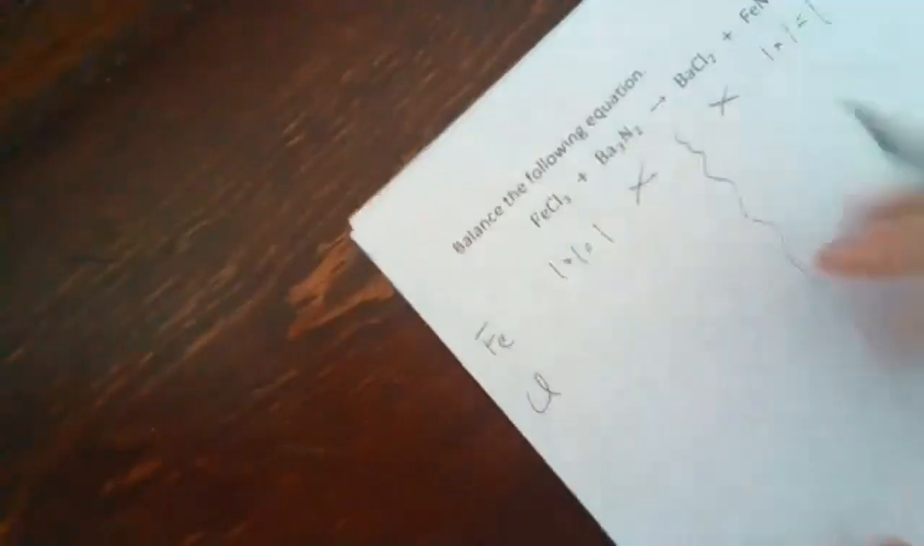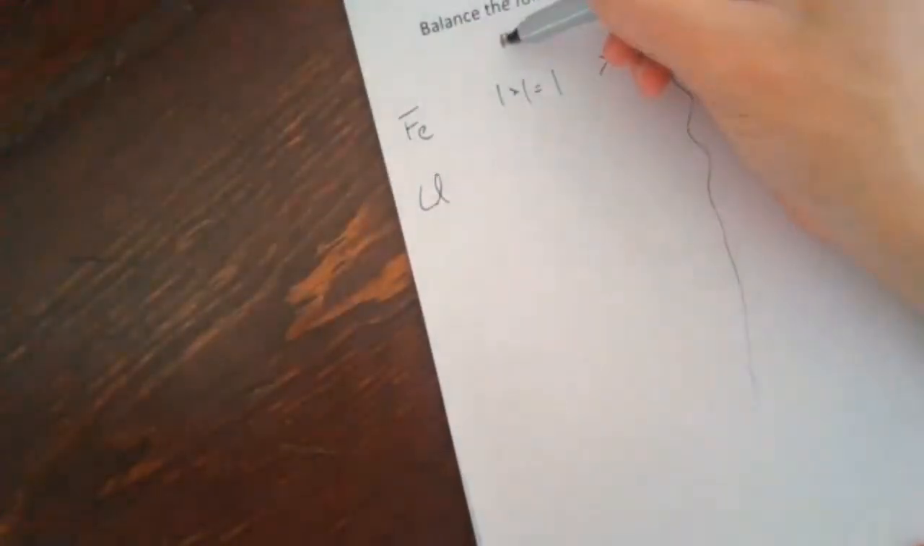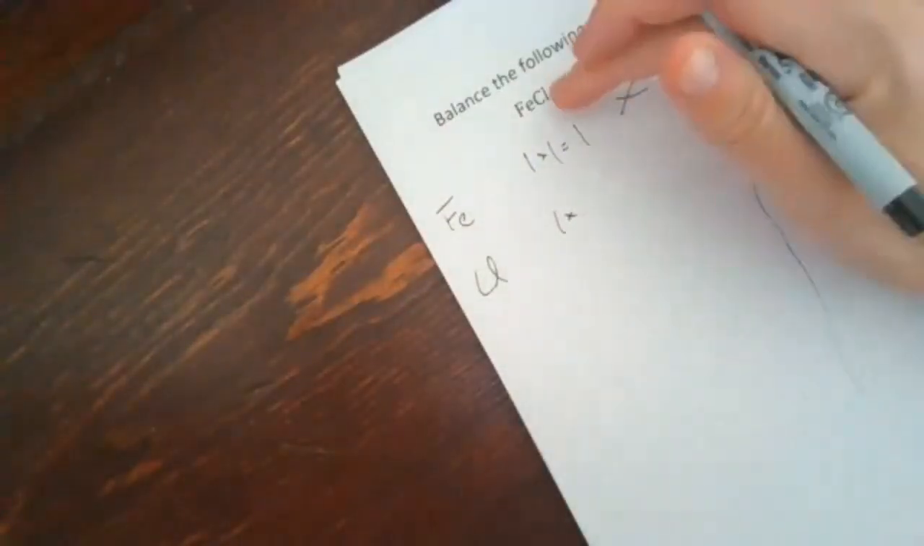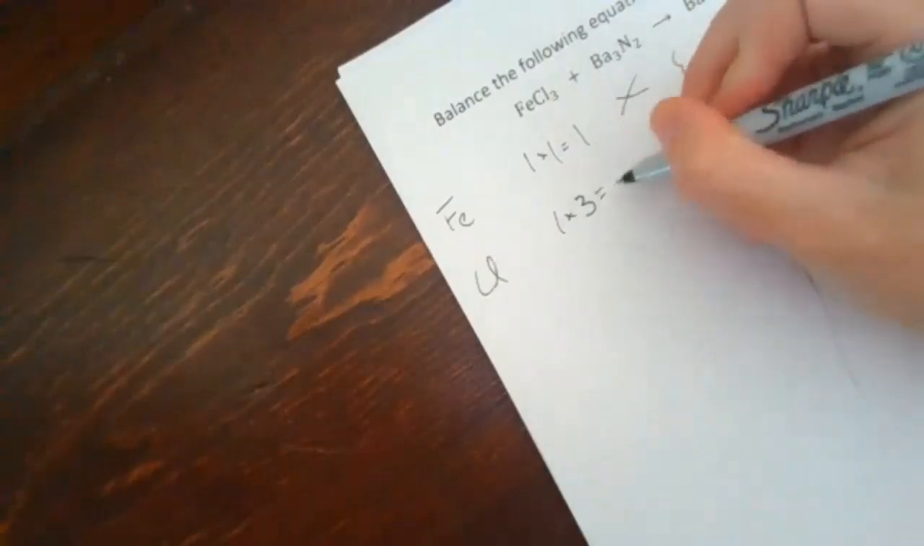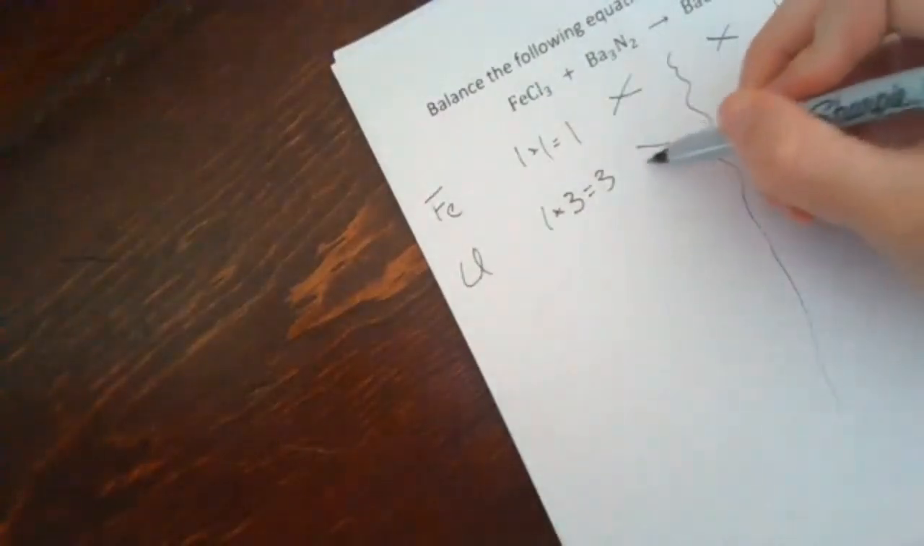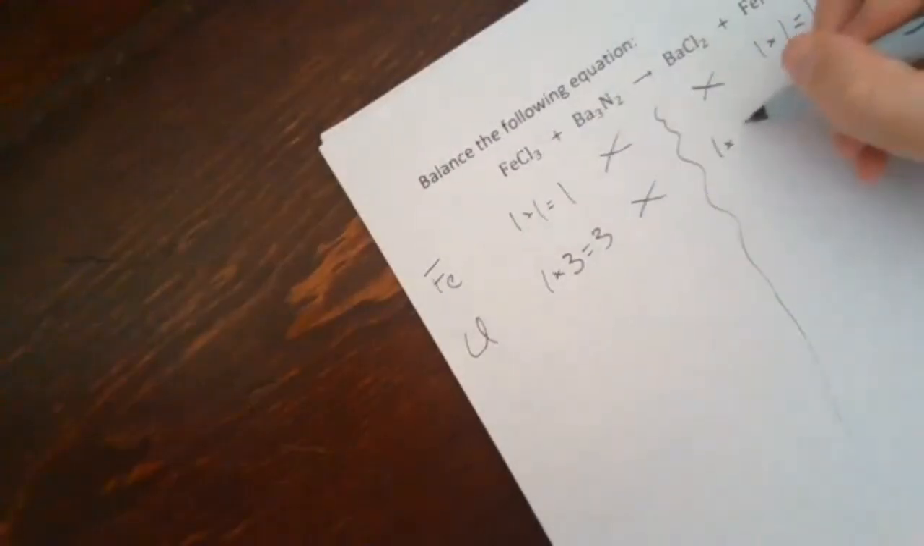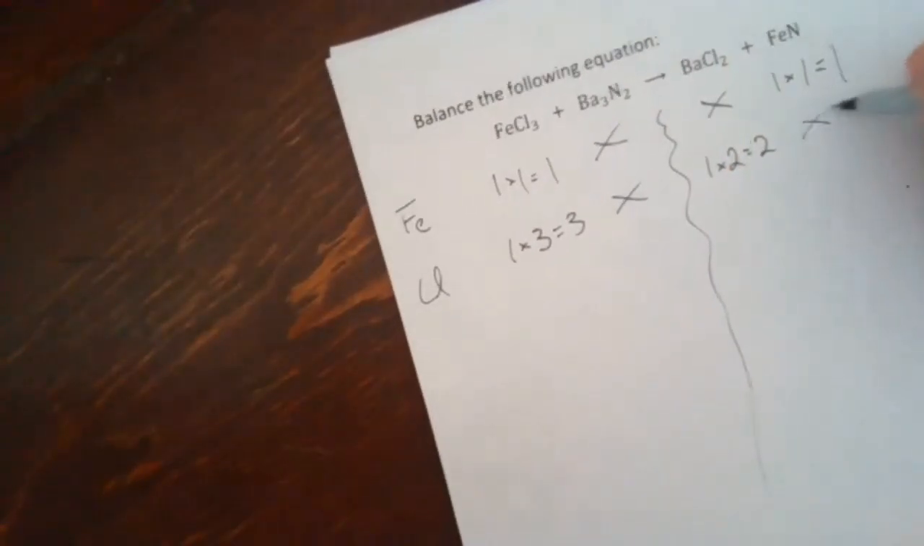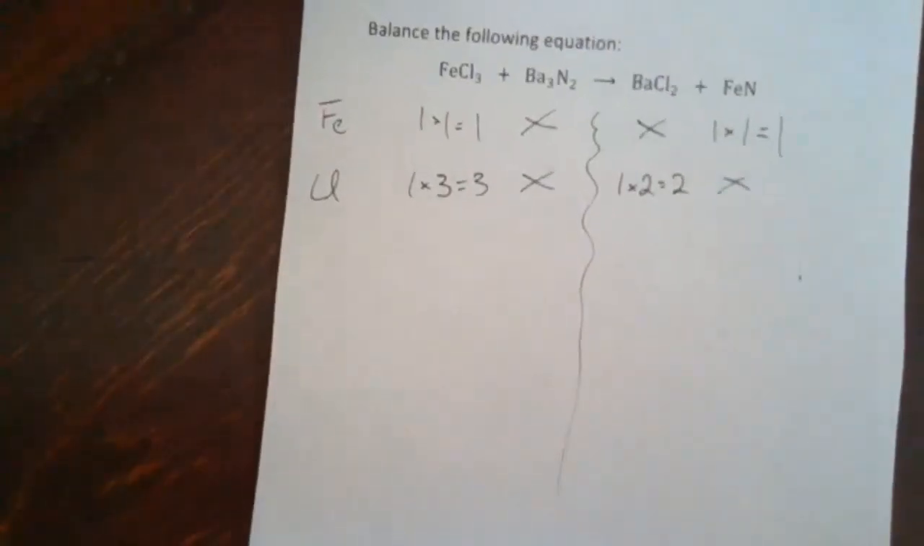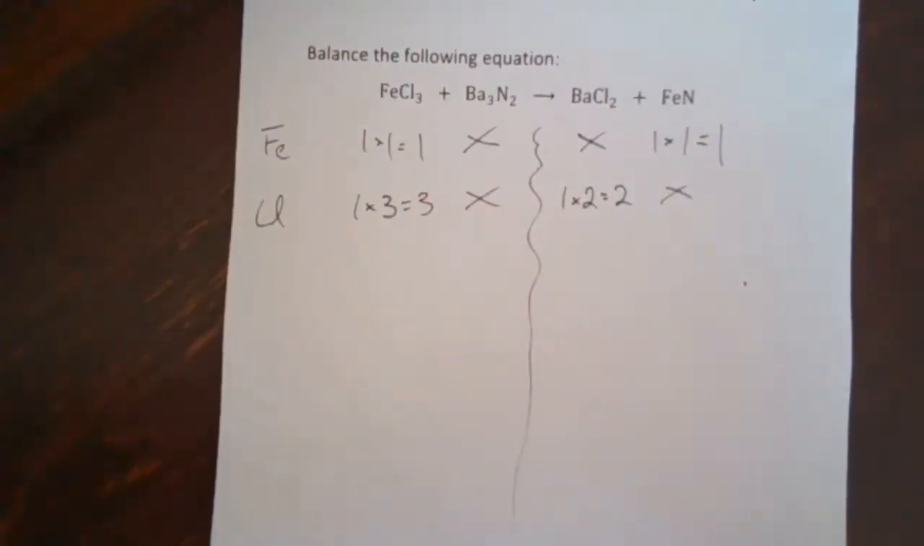Let's do chlorine. In this case, I have a 1 out front of here times the 3, that's the subscript. Nothing in the barium nitride. Barium chloride now, 1 times 2 is equal to 2, right? That 2 subscript, and nothing in the iron nitride. All right, so chlorine is not balanced.